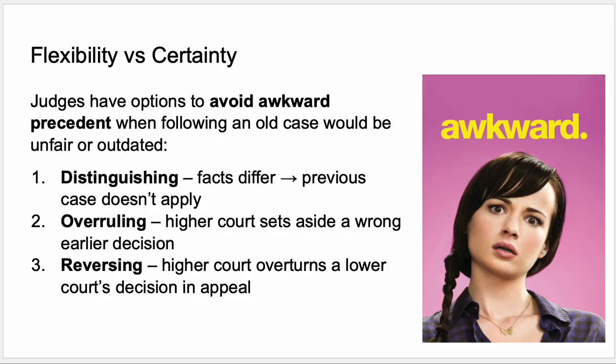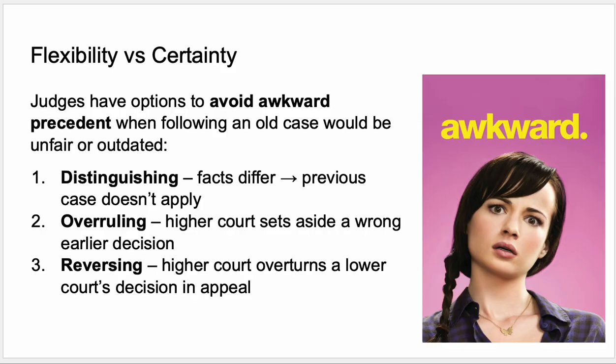Now, the last tool that the judge has at their disposal is reversing. So when a case is appealed, basically the higher court reverses the decision of the lower court, and that just changes the outcome, doesn't it, for that specific case, but it doesn't create a general rule for other cases. It's just specific to that case.